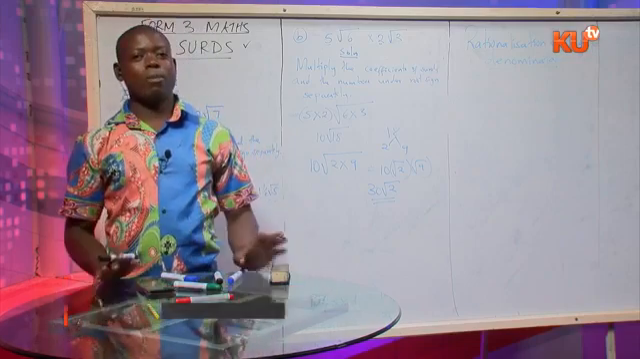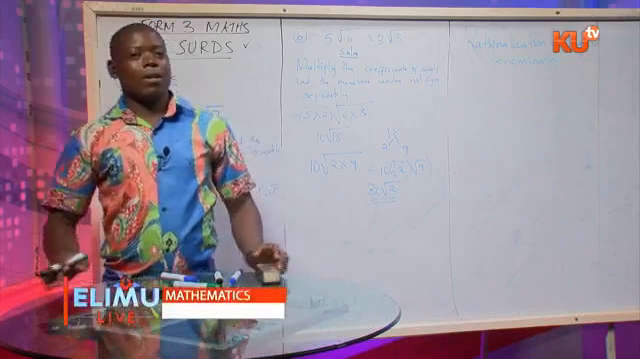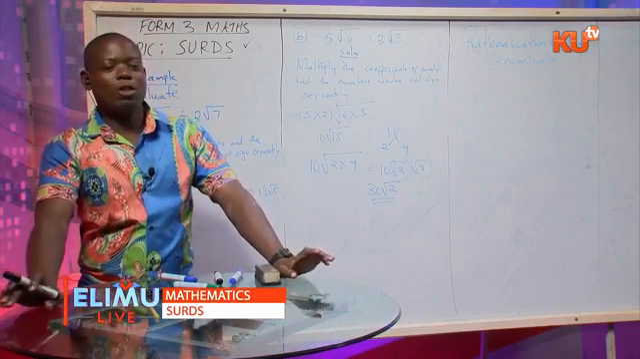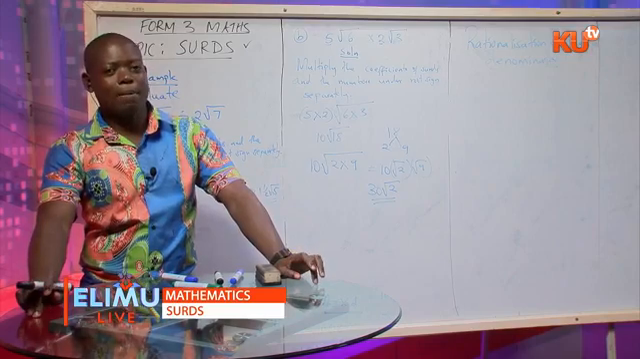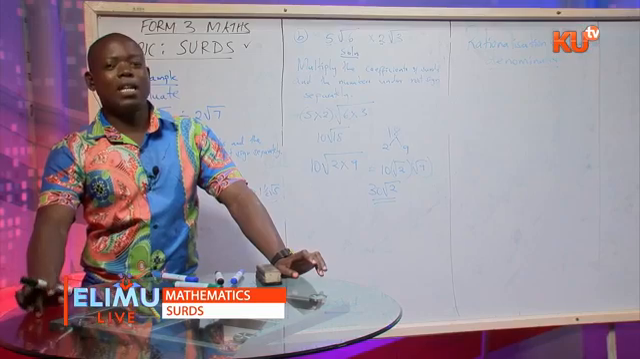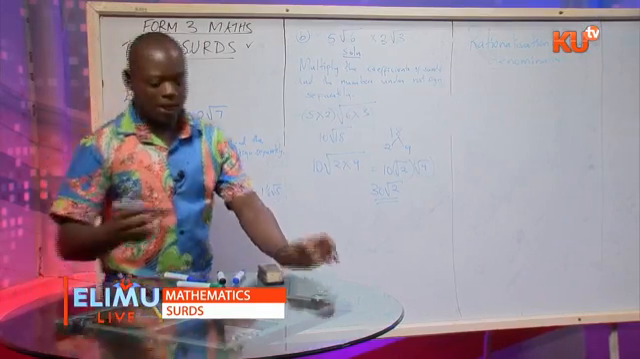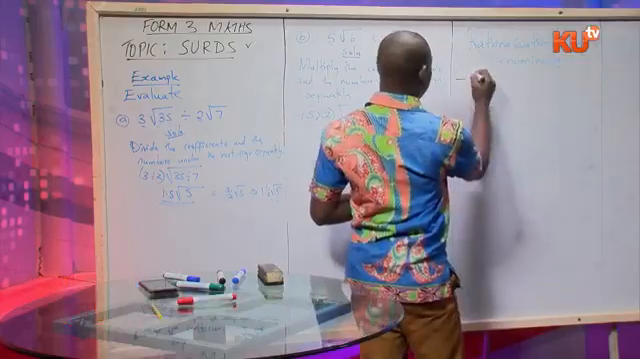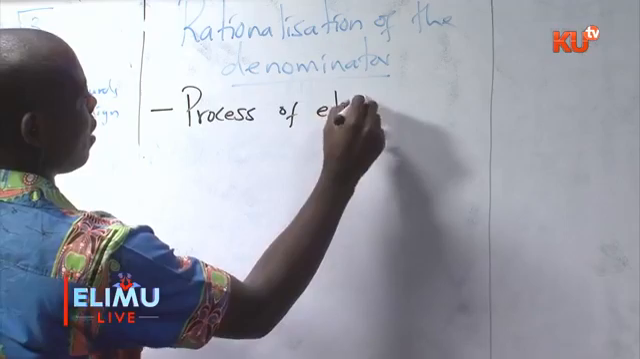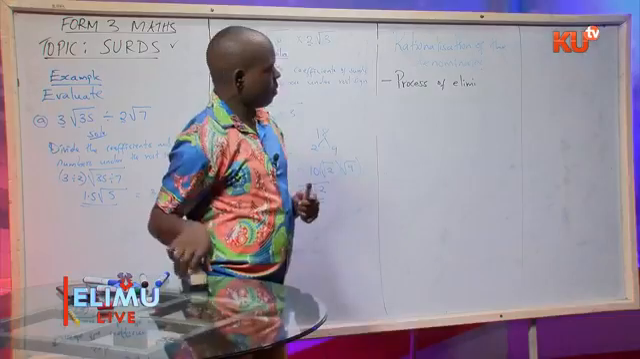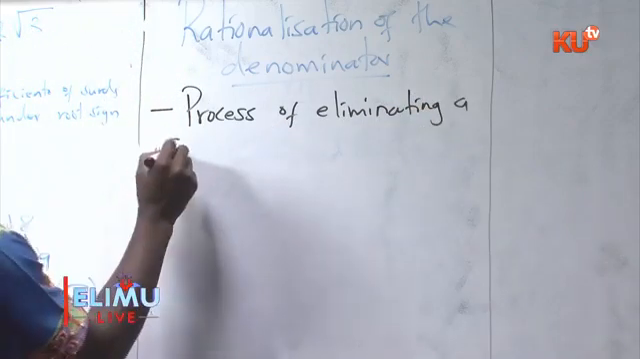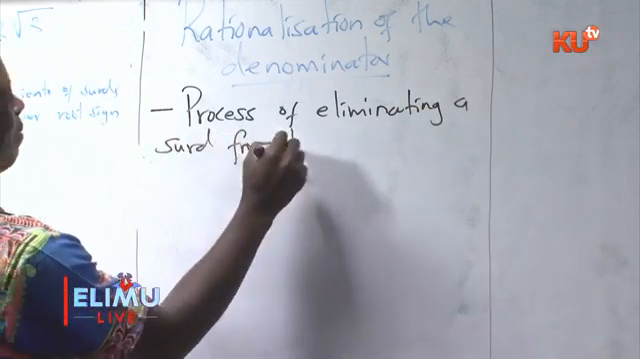So we are going to be given a situation whereby there is a surd in the denominator, and you are told to rationalize. What it means is simply take out the surd from the denominator. So this is simply a process of eliminating a surd from the denominator.